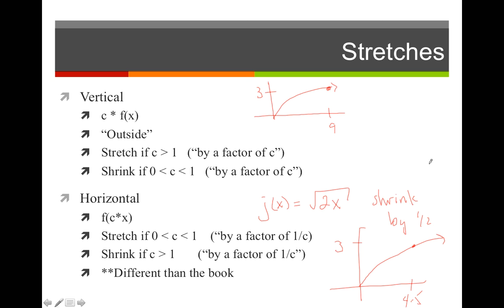Okay, so now to explain my double star there. The textbook teaches this in a slightly different way. Please do my version because it makes a little more sense. Be careful when you try to read the book because their way is not going to make sense compared to my way.